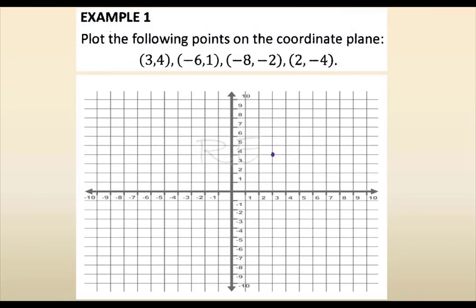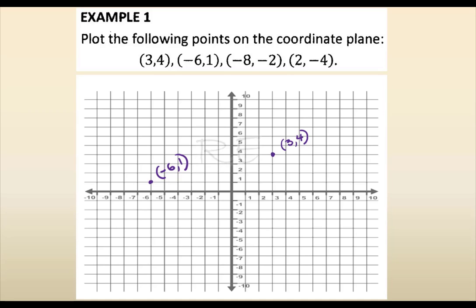(3, 4) means starting from 0, 3 to the right, and then from 3 you go up 4. (-6, 1) means starting from 0 you go left 6 units, and from -6 you go up 1.